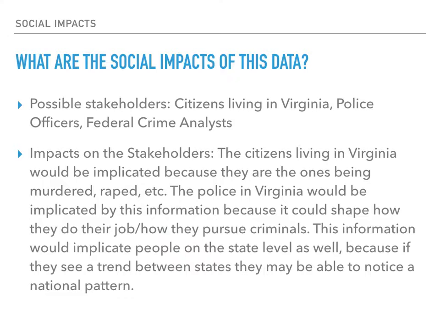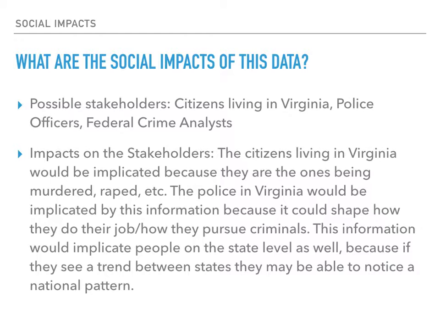The other important aspect to look at when discussing a question such as this is the social impacts. And when we're talking about the social impacts of a certain problem, we have to first acknowledge who the stakeholders are. In regards to this question, the possible stakeholders include citizens living in Virginia, police officers, and federal crime analysts. Anytime we are analyzing the social impacts of a question and its data set, we must also look at the implications that the research will have on the stakeholders.